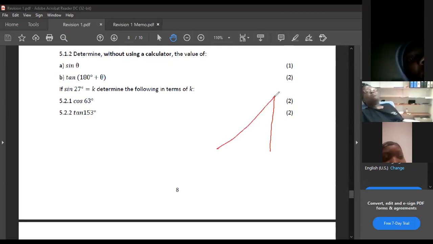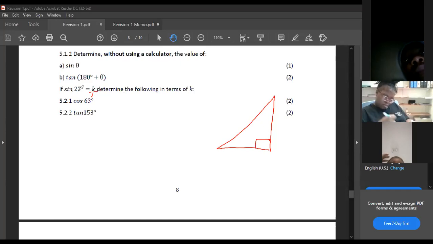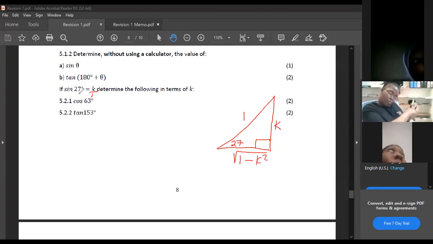Right angle triangle, draw it either way. There's my right angle triangle. Remember, sine 27 is equal to k. This k is over 1, and sine is opposite over hypotenuse. So if this is 27 here, opposite k, hypotenuse 1. If you do Pythagoras, this gives you root of 1 minus k squared. 63 plus 27 is 90.